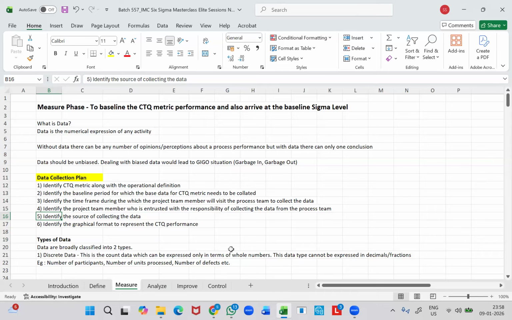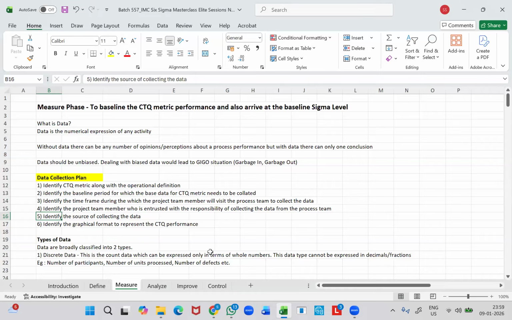So this data collection plan will be prepared by the project lead and will be sent to the leadership for obtaining their approval, so that this approved data collection plan can be provided to the process team lead, and the process team lead should have no hesitation in handing over the necessary data to the project team representative, right? Fine. So let us stop here.